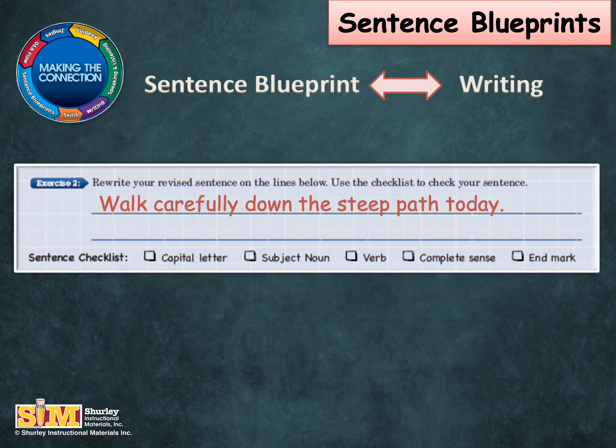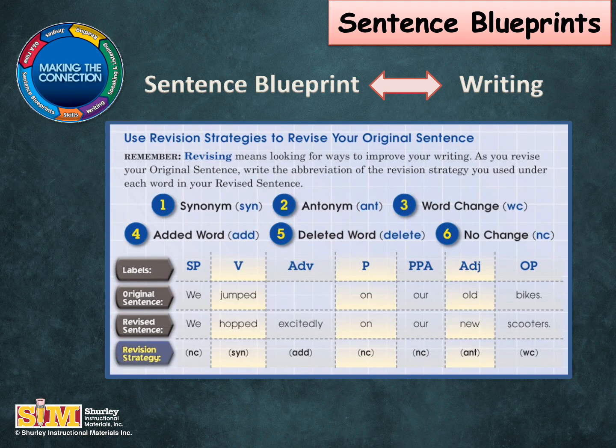Now, in order to make this sentence complete, there is another step. Students are asked to write their sentence and use the checklist to make sure they have all 5 parts of a complete sentence. The sentence reads, walk carefully down the steep path today. It has a subject, verb, it makes sense, it has a capital letter and an end mark. So now we have a complete sentence. Students are given the opportunity to improve their sentence by using different word choice strategies. Building and revising sentences helps students develop the revision skills and sentence sense they need to write good paragraphs and essays.